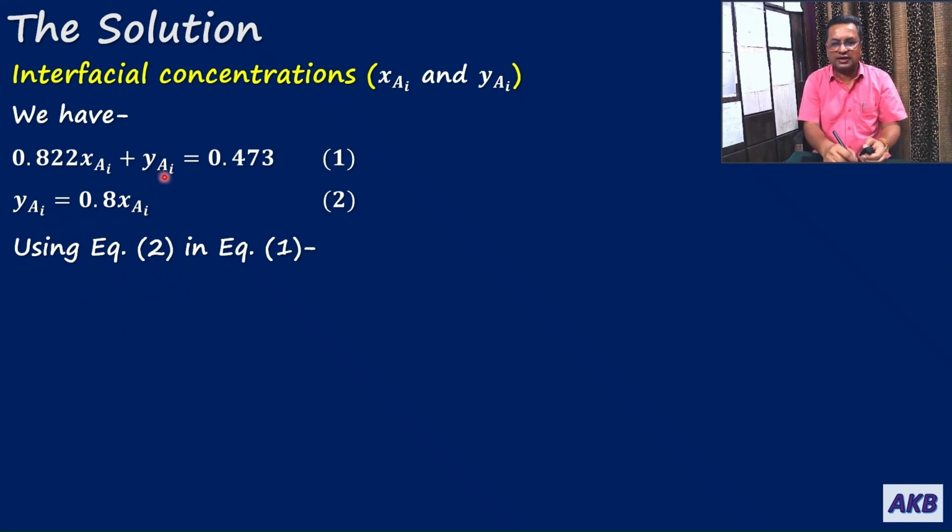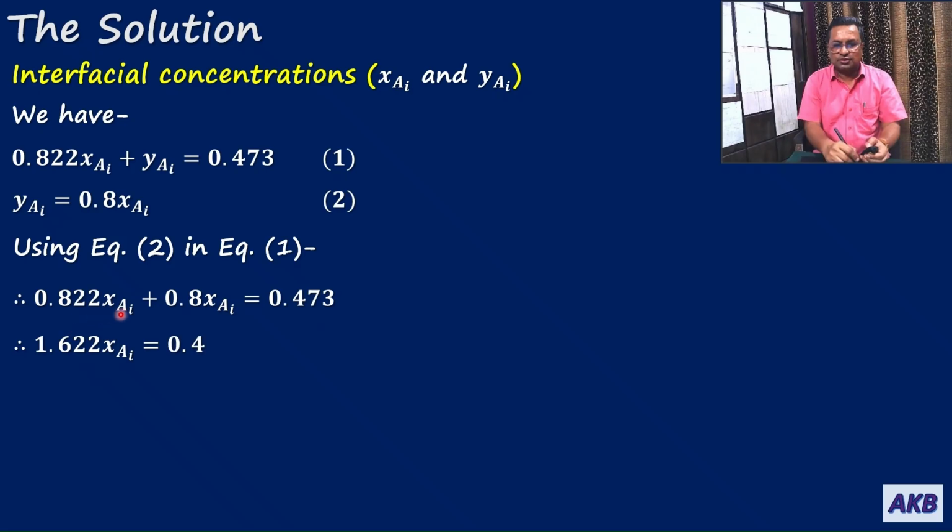That is, yai in equation 1, we will replace with 0.8 xai. So that is 0.822 xai plus 0.8 xai, that is equal to 0.473. The addition of these two is 1.622 xai, that is equal to 0.473. That is, xai is equal to 0.473 divided by 1.622. So that gives us xai as 0.292.